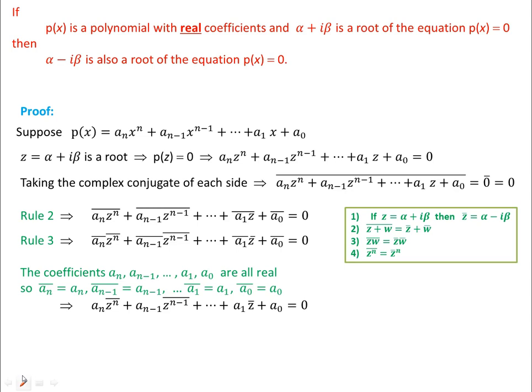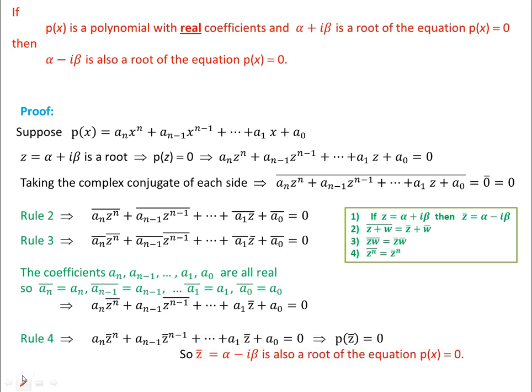So we've now got a_n times the complex conjugate of z to the n plus a_(n-1) times the complex conjugate of z to the n minus 1 plus all the way down to a_1 times the complex conjugate of z plus a_0 must equal 0.